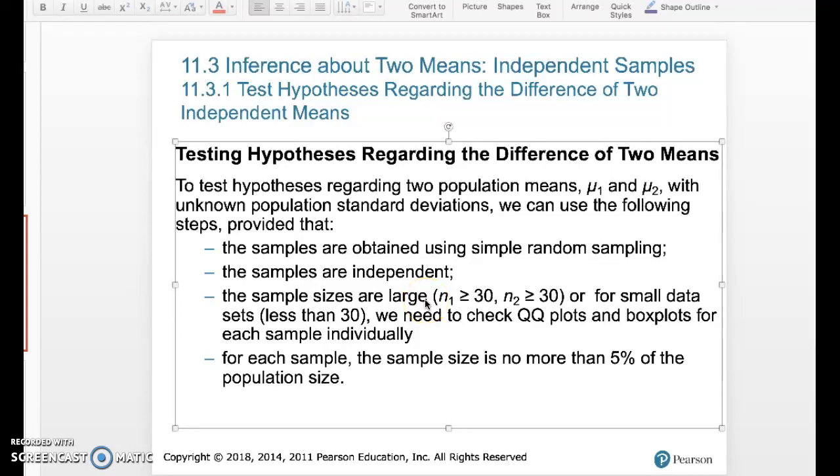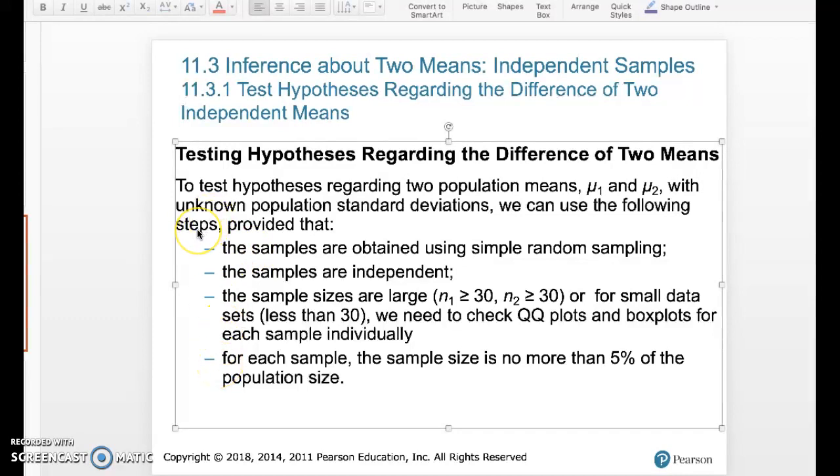Hello Math 152 students. In this video, we will take a look at 11.3 where we're looking at two samples and means, but the difference is we will have non-paired data or independent samples. So we will say to test hypotheses regarding two population means, mu1 and mu2, population 1 and 2, with unknown population standard deviations, we can use the following steps provided that we have these four conditions met.